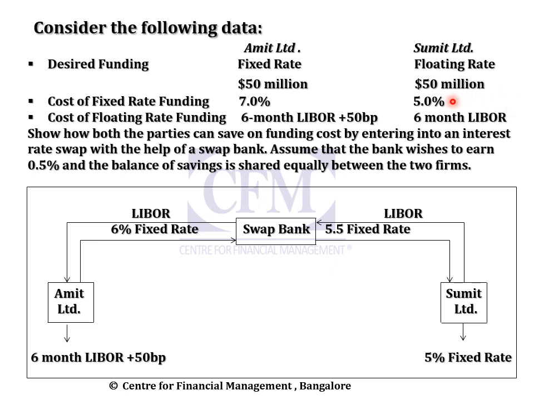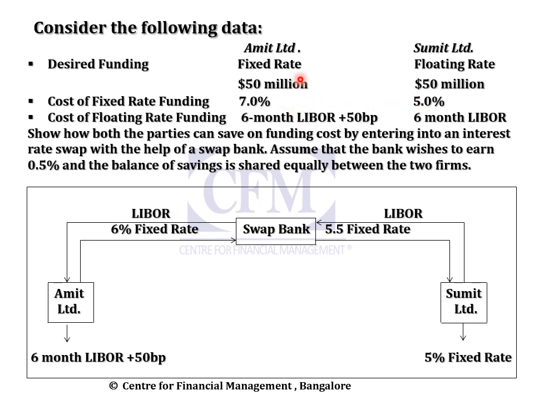We find that Sumit Limited has an absolute advantage in both the markets. In the fixed rate market, it can borrow at 5%, whereas Amit Limited has to pay 7%. In the floating rate loan market, it can borrow at LIBOR, and Amit Limited has to pay LIBOR plus 50 basis point. However, Amit Limited has a comparative advantage in the floating rate loan market. In the floating rate loan market, it has to pay only 50 basis point more. In the fixed rate loan market, it has to pay 2% more.